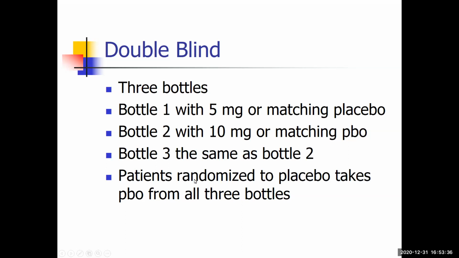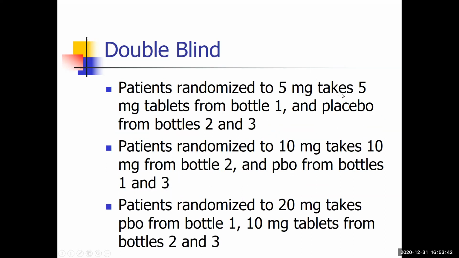All right. Now, if a patient is randomized to 5 milligram, that patient will take the 5 milligram true drug and placebo from bottles 2 and 3. If a patient is randomized to 10 milligram, that patient will take 10 milligram from bottle 2 and placebo from bottles 1 and 3. If a patient is randomized to 20 milligram, they take placebo from bottle 1 and 10 milligram from bottles 2 and 3. All right. So blinding is not a slam dunk.